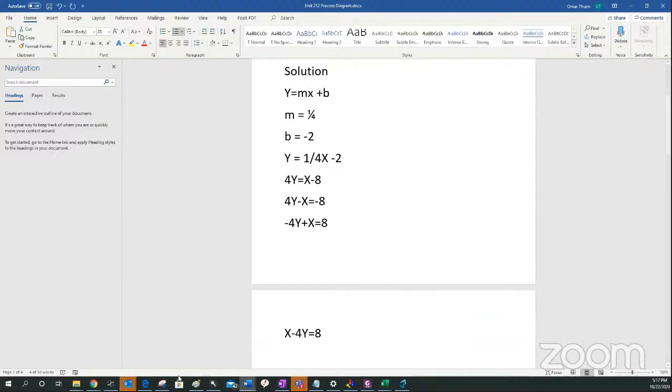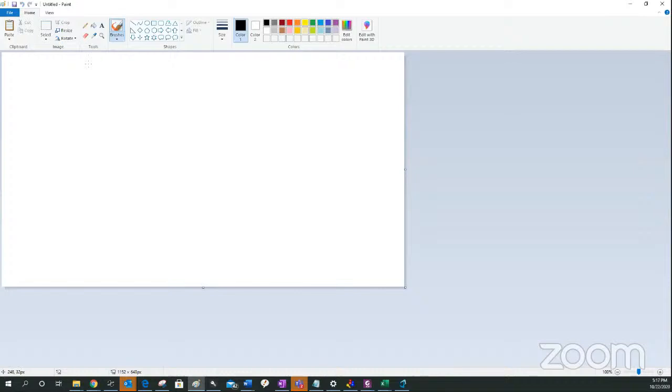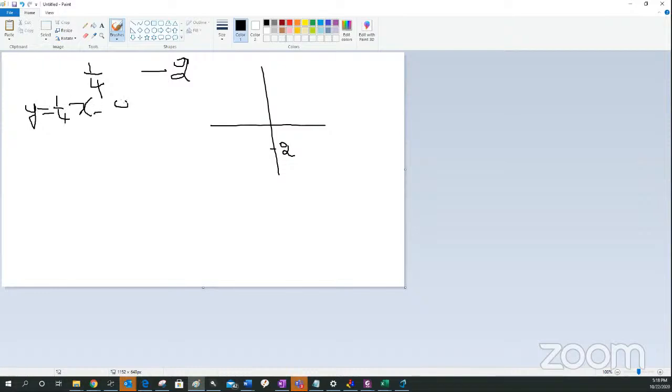Understood? So I'm going to just do it here. You have a slope of 1/4 and a y-intercept of -2. We know what the y-intercept means: x is 0, so you are on the y-axis, and that's -2. So your equation would be y equals 1/4 x minus 2. So this is your equation.